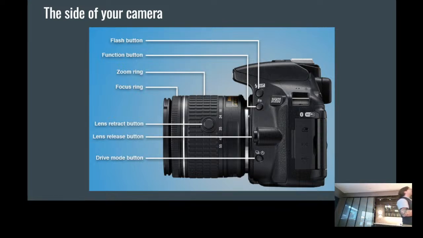Now again, these buttons exist here on the camera. However, they can exist in other places. These are universal symbols, though, that are across the board on almost every camera you see on the market today.